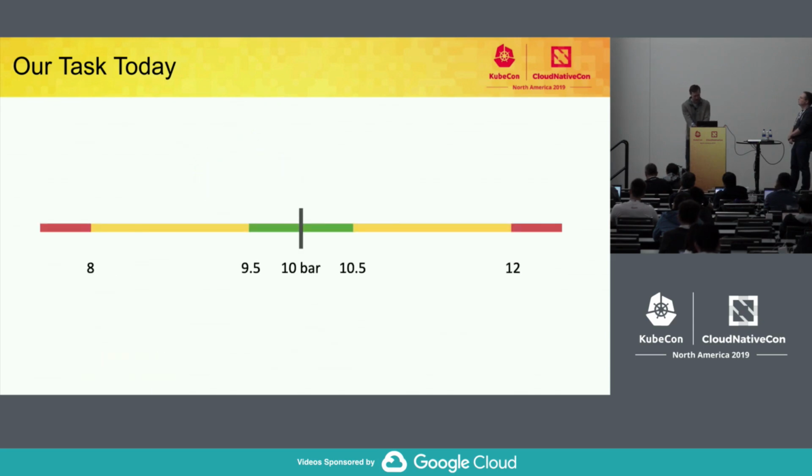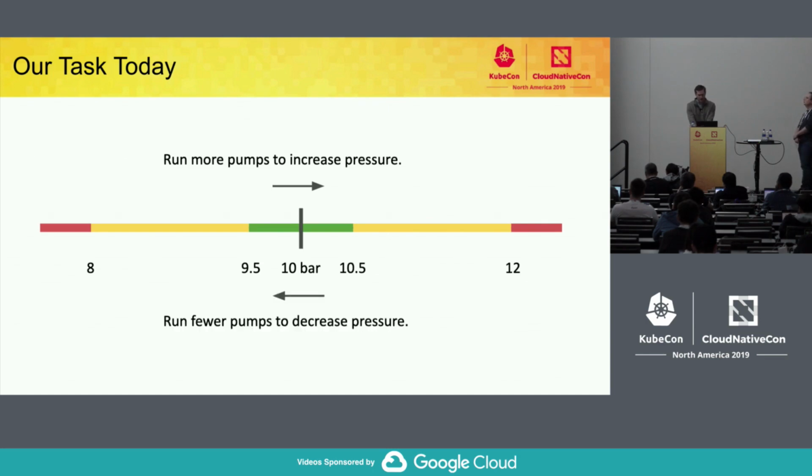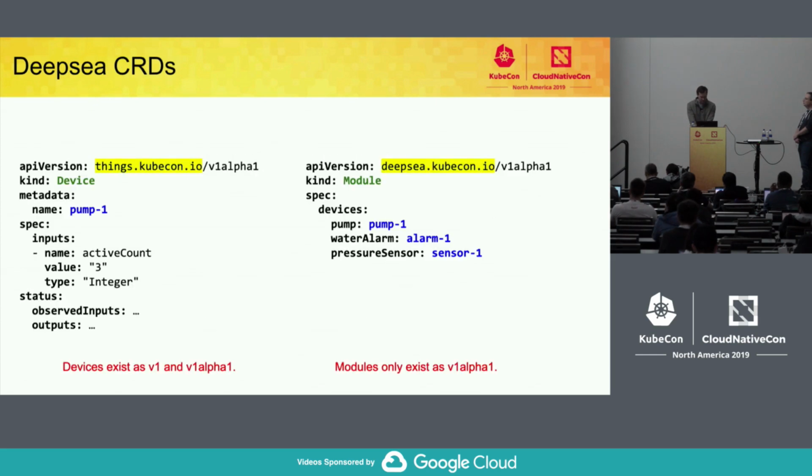Now, the way that our pumps work is really simple. If our pressure is too low, we can run more pumps. If our pressure is too high, we can run fewer of them. Equilibrium should usually be about 3 pumps. We've got 6 pumps total. And we're going to do all of this with Kubernetes.